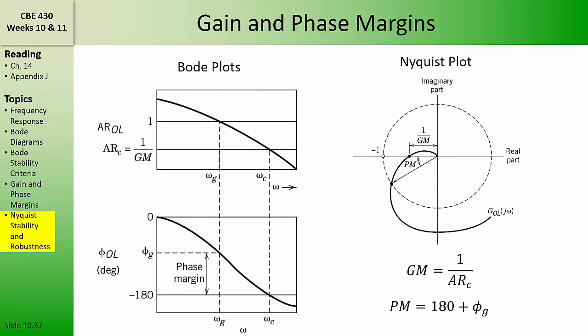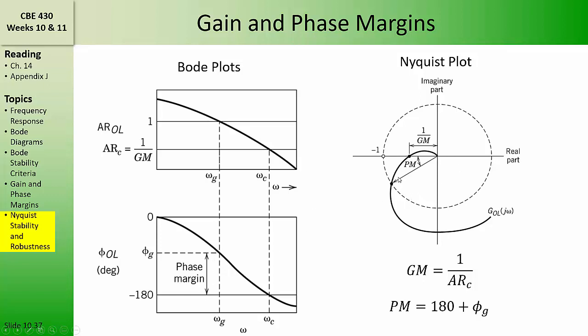Earlier, we introduced the gain and phase margins as quantitative measures of the stability. The gain and phase margins can be seen from the Bode diagram, and they can also be seen from the Nyquist plot. In the Bode diagram, the gain margin is the reciprocal of the amplitude ratio at the critical frequency. And the phase margin is the distance between phase angle at the gain crossover frequency and -180 degrees.